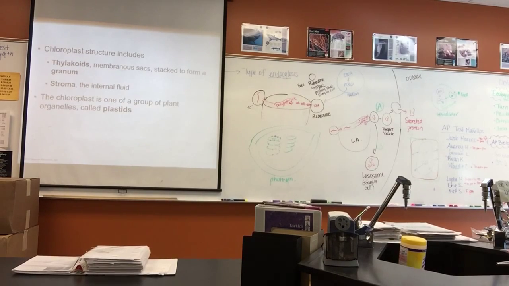Alrighty, so that's the chloroplast. Let's just write about the structure here. The thylakoids are those membranous sacs stacked to form a granum, and the stroma is the internal fluid inside. And the chloroplast is just one type of organelle that's under this umbrella called a plastid. That's why they're chloroplasts. It's part of this plastid group. But we just need to know the chloroplast for this class.